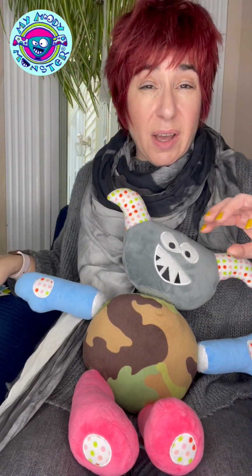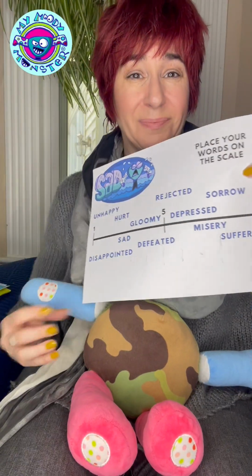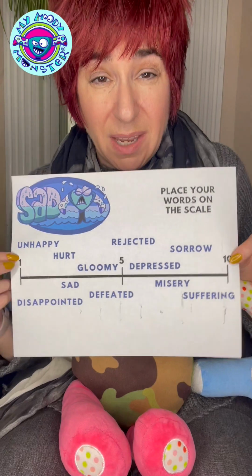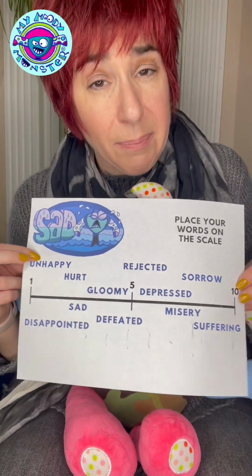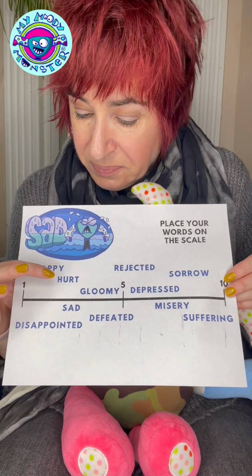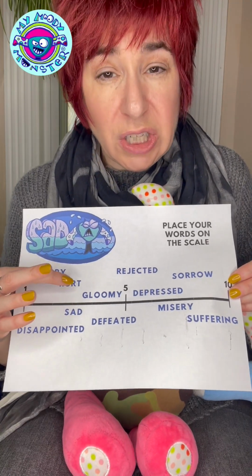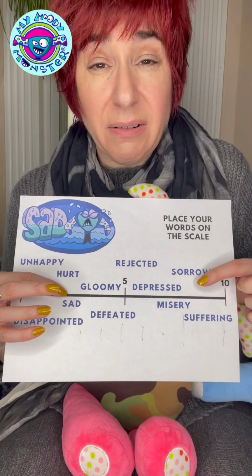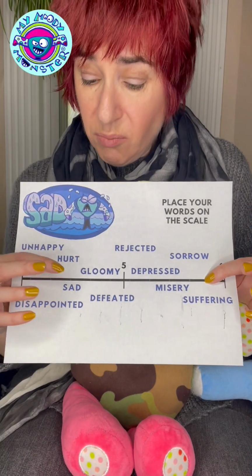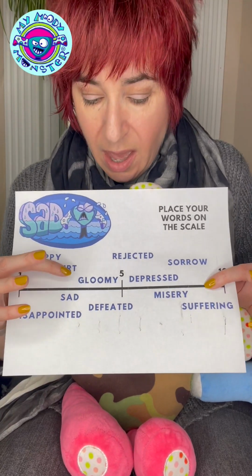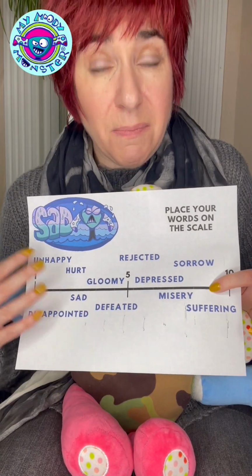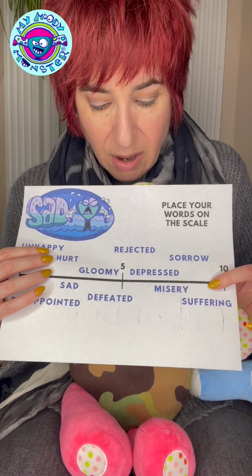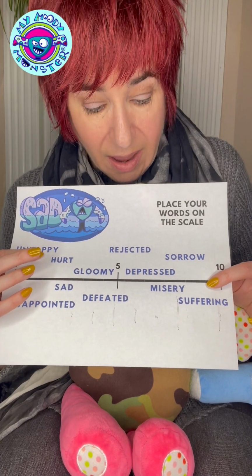Now we're going to put them on the intensity scale, with 1 being least intense and 10 being most intense. I started off with happy and disappointed. Then I move up to hurt and sad. Sad, for some people, may be higher up on the scale, but I put it fairly low, around a 3. Then gloomy and defeated are coming up into the middle, so they're getting more intense, being about a 4 or 5. Rejected is definitely a 5.